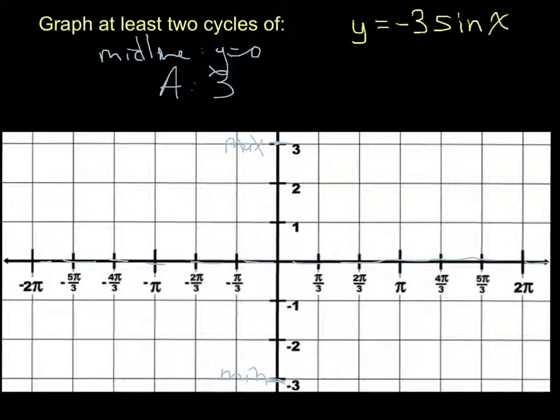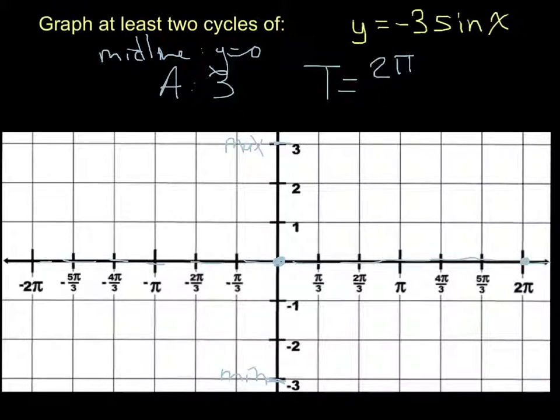And then another important thing we need is the period. Well, that's 2 pi divided by the coefficient of x, or the b term, so it's 2 pi over 1, which you don't need to write the 1. So it's 2 pi. So it'll finish after 2 pi. So it starts at the origin because it's sine. It ends at 2 pi.